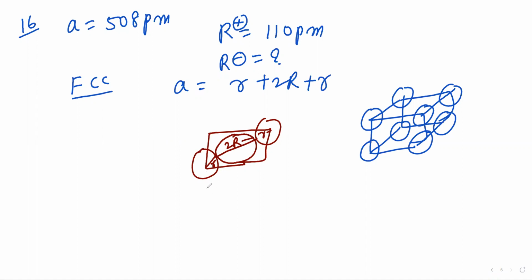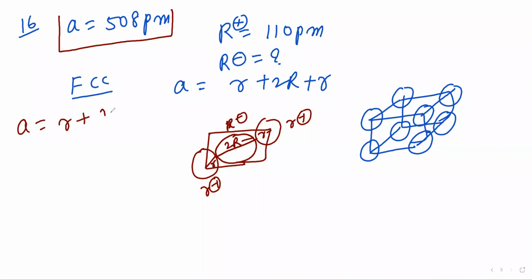So the cation is kept at the corner, so it will be r plus. This will be r plus. This is your R minus, means anion. So we know a value that is given, that is 508 picometer. So your formula is a equal to r plus 2R plus small r.